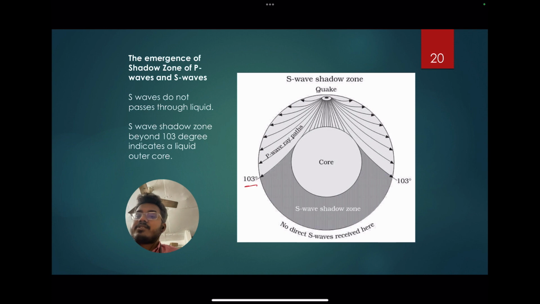Beyond 103 degrees of the epicenter, we do not find any direct S wave. Thus, it is only possible if the S wave is not able to penetrate from the mantle to the core. Thus, we can say that there must be a region from the mantle to the core which is molten, as we know that S waves do not travel in molten or liquid mediums.